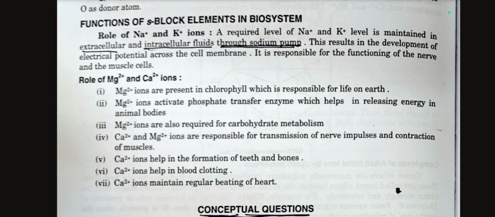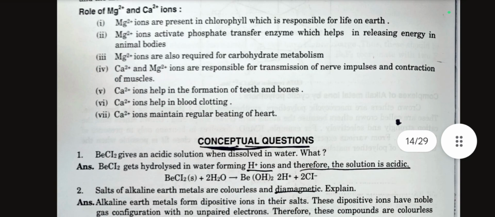Ca2+ and Mg2+ ions are responsible for transmission of nerve impulses and contraction of muscles. Ca2+ ions help in the formation of teeth and bones. Ca2+ ions help in blood clotting. Ca2+ ions maintain regular beating of the heart. So this was all about our s block elements. Here we have covered both group 1 as well as group 2. Group 1, that is alkali metals, and group 2, that is alkaline earth metals.